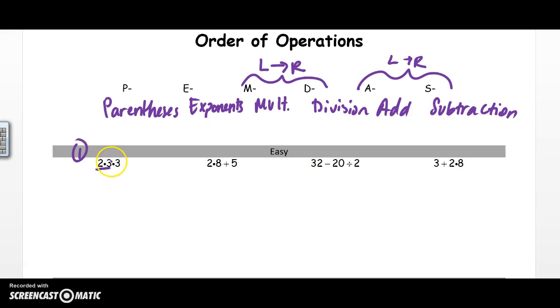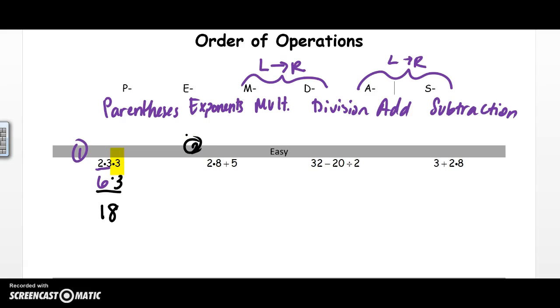So we're going to go 2 times 3 is 6. Whatever you do not use, we're not using this 3, we're going to bring it down. Okay, and then you're going to say 6 times 3 is 18, and that would be your final answer because there's no more operations.